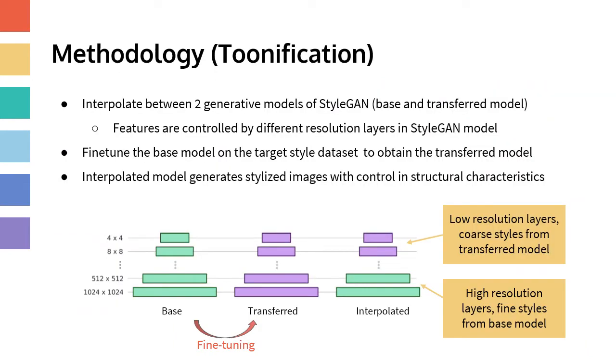Tonification is done by interpolating between two generative models of StyleGAN. It utilizes the characteristic that different features in the synthesized image are controlled by different resolution layers in the StyleGAN model, as we've seen previously. To obtain the transferred model, we first fine-tune the base model based on the target style dataset. After interpolation of the two models, features of the transferred model will be used in low-resolution layers which control the coarse styles. And the high-resolution layers will control the fine styles. It will be taken from features of the base model.